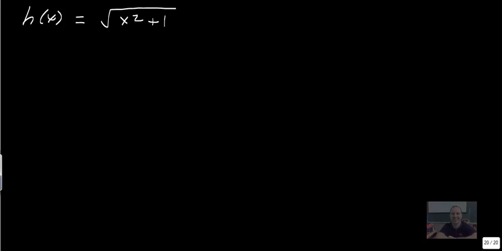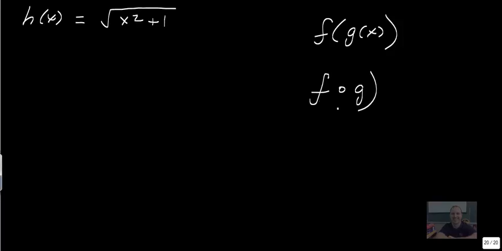Okay, here's the second example. I want you to find f of x and g of x, where g of x is inside f of x, or f is composed with g. Another way to write that is f circle g of x. So g is inside f. Label g and label f.